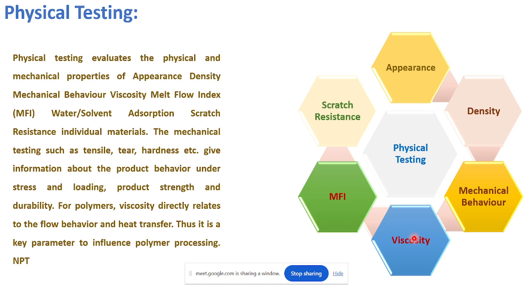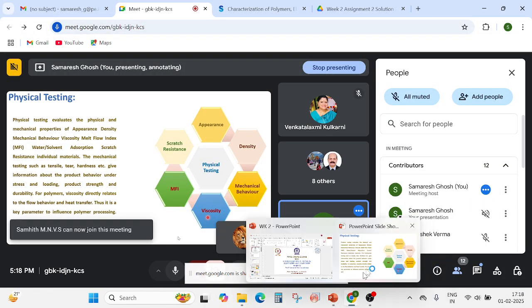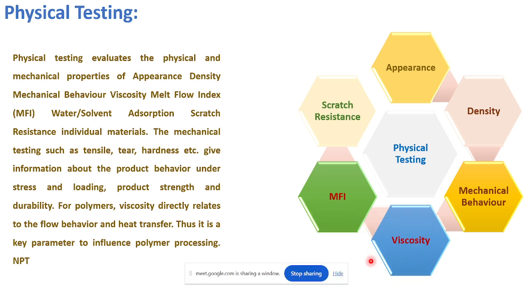And for polymer, the viscosity is directly related to the flow behavior of your material. So that's why rubber is a viscoelastic material. It has a viscous part, and it also has an elastic part. So you need to know the viscosity of your material.